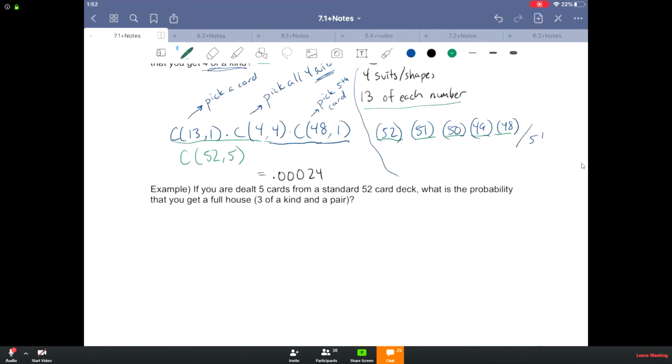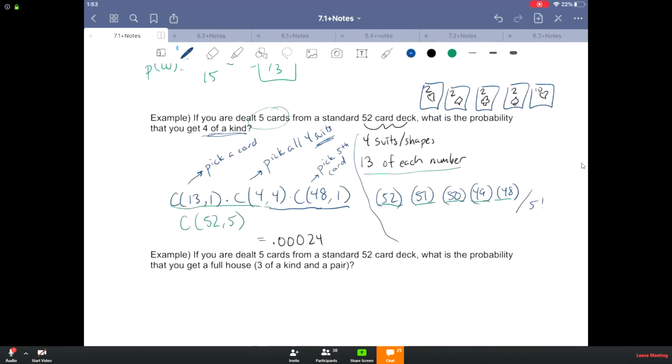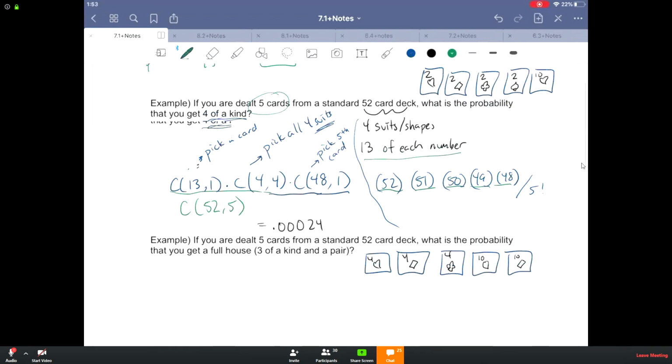All right. So let's do the next one. Now this time 5 cards, same thing, full house. So a full house is 3 of a kind and a pair. What that could look like is, you get 3 of a kind. So I used 2 last time, let me use 4. So you get the 4 of hearts, 4 of diamonds, 4 of clubs, and you get a pair. So let's say 10 of hearts and 10 of diamonds. Okay, so you get a pair and then 3 of a kind.